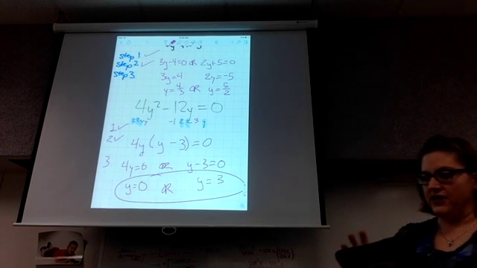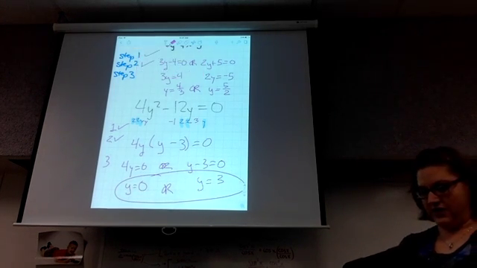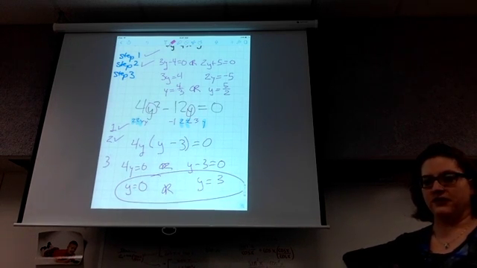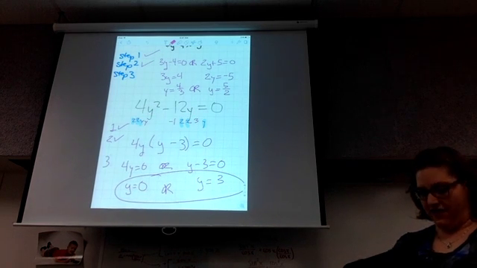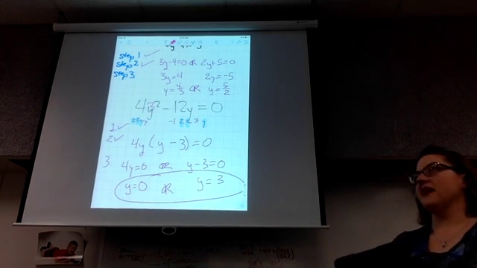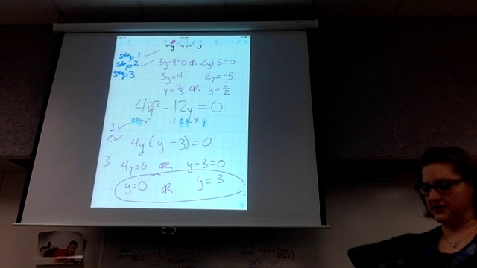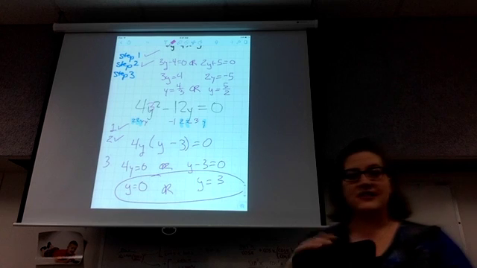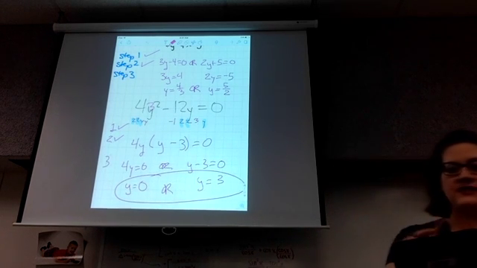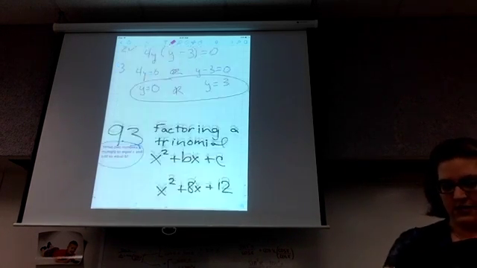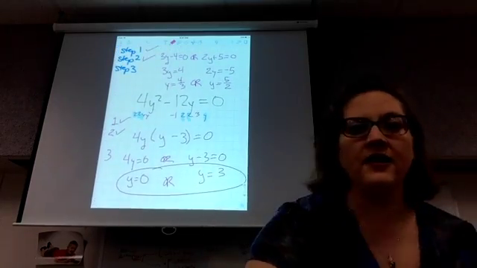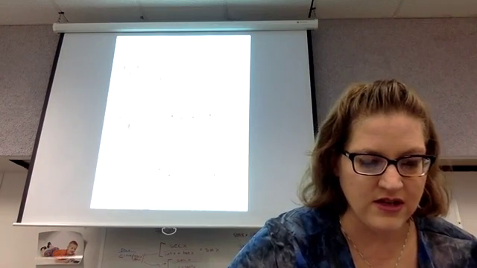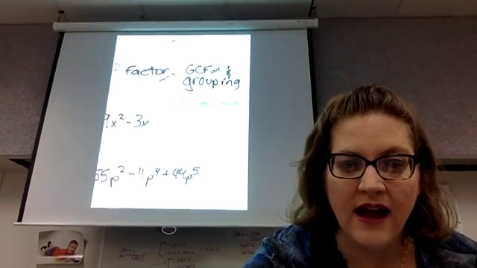We can always double check that, right? If this is a 0, is 4 times 0 minus 12 times 0, 0? Absolutely. If this was a 3, 4 times 3 squared, 4 times 9 is 36. 12 times 3 is 36, so 36 minus 36 is 0. So we know that our answer works. We can still check that, okay? And that is what we're looking at for today. We are factoring and solving using a greatest common factor and grouping.